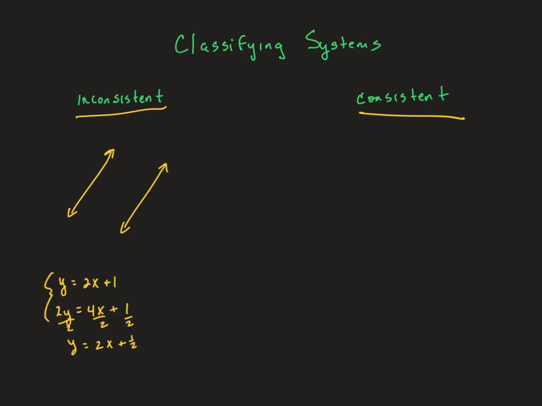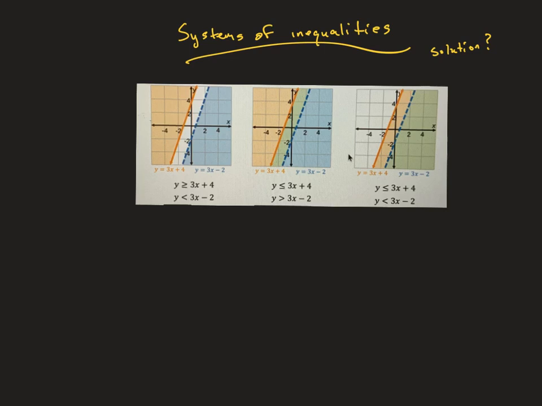And then when they're consistent, we have either the one intersection or you have two lines sitting on top of each other, and that is consistent because it has an infinite number of solutions. Slope-intercept looking form. Looking at my inequalities now, the solutions to an inequality.